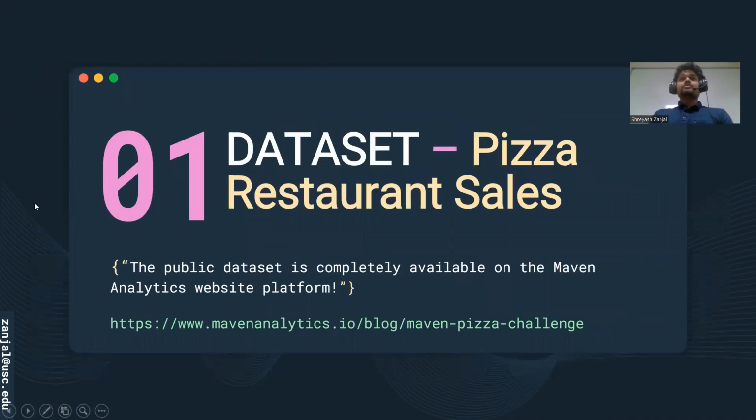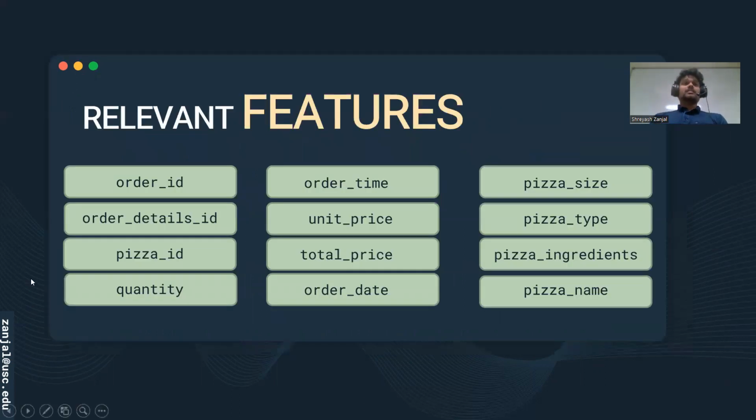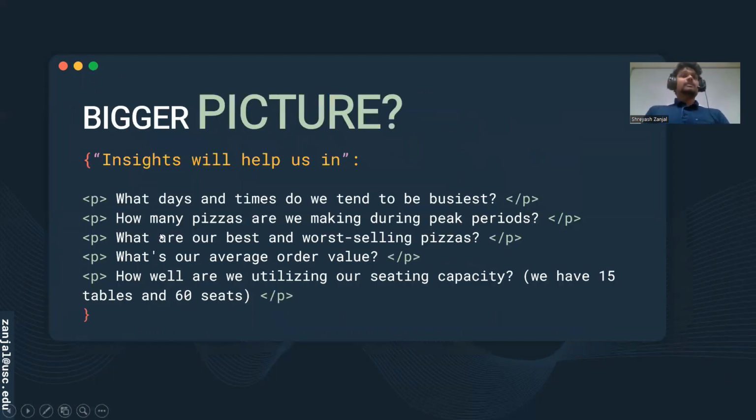The dataset that I have chosen is pizza restaurant sales. It is publicly available on the Maven Analytics website platform, which was posted for a competition. The dataset contains relevant features, including order ID, order details ID, pizza ID, quantity of pizza, order time, unit price of pizza, total price, order date, pizza size, its type, the ingredients in the pizza, and the name of the pizza. These are the 12 relevant features that I will be using.